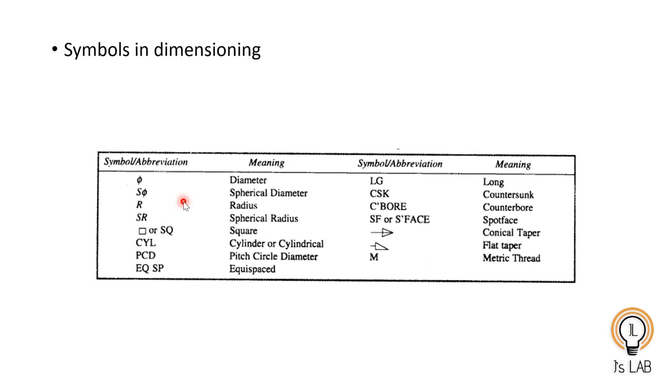And these are the symbols used in dimensioning, which we have already discussed. Phi represents diameter, S phi means spherical diameter, R radius, SR spherical radius, and this one square, cylinder or cylindrical, PCD pitch circle diameter, that is for gears, EQSP equispaced. These are rarely used, only in specific drawings. LG long, CSK countersunk, C bore counterbore, SF spot face. This one for conical taper and this one for flat taper. M for metric thread, as there is metric thread and English thread. So these are the symbols used in dimensioning.